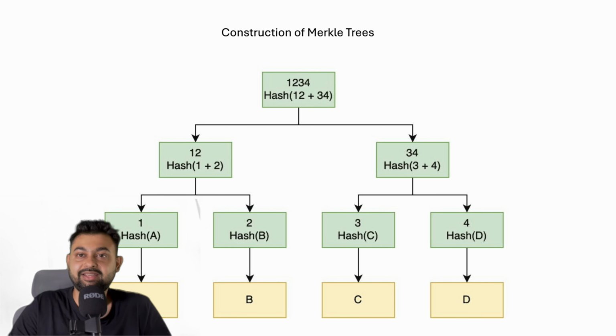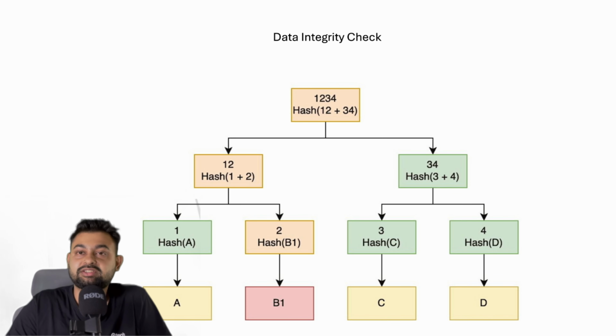Okay, let's check what the use cases are. So the first thing is the data integrity check, right? How are you checking the data integrity? Suppose this is your main hash, right? That is 1, 2, 3, 4, and now it will hash based on 1, 2, and 3, 4, right? So the first node comes as 1, 2, and the second node comes as 3, 4.